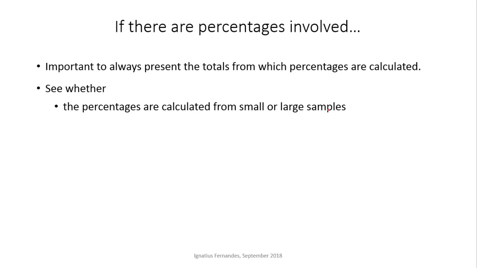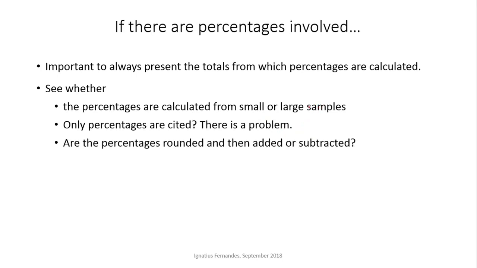If you say out of 1000, 10% were found alcoholic, and suppose you say out of 10, 10% were alcoholic, then both of these have a different significance in terms of the impact of the study. If the sample size is very small, then there is no point in finding percentages. If only percentages are cited in your table or for any study, then there is a serious problem with the presentation of the study. So you have to make sure that the totals are also presented along with the percentages.